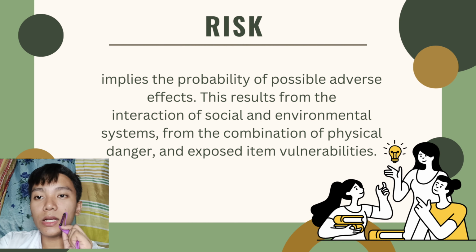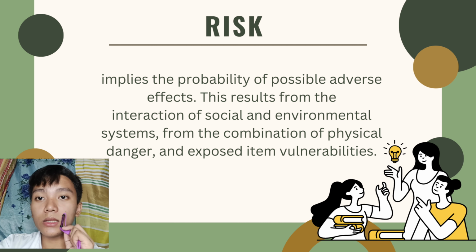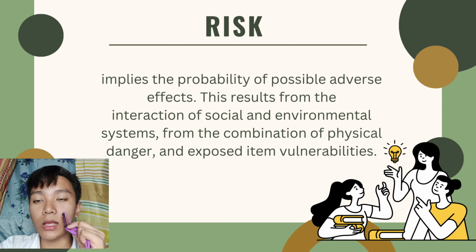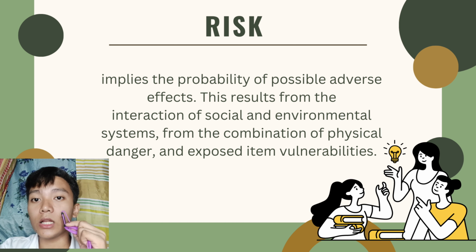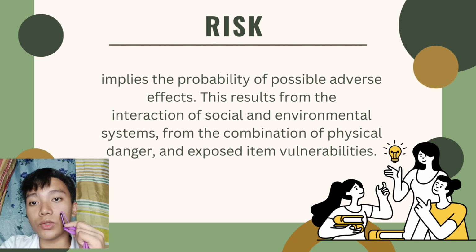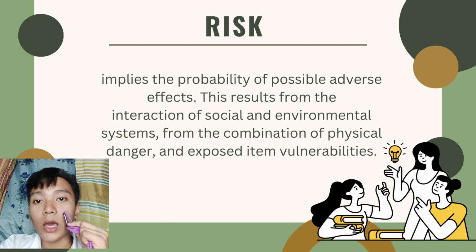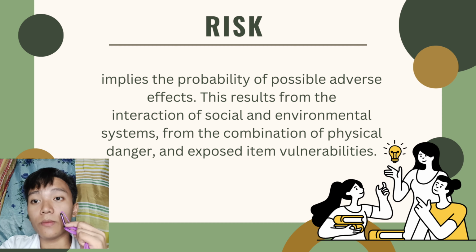Now, next is the risk. Risk implies the probability of possible adverse effects. This results from the interaction of social and environmental systems, from the combination of physical danger and exposed item vulnerabilities. Now, risk is the likelihood or probability that a hazard will cause harm or damage. It is calculated by considering the likelihoods of a hazard occurring and the potential consequences of that hazard.